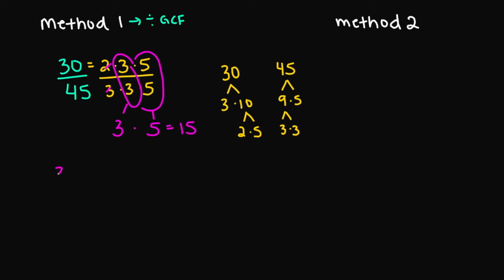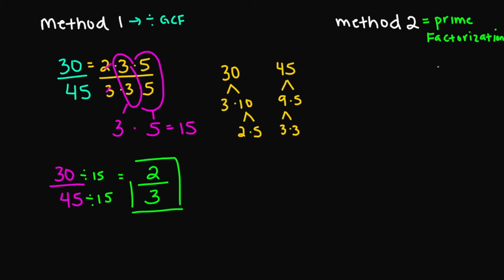So I'm going to divide 30 over 45 by that GCF so I can simplify my answer. I'm going to do top and bottom by 15. So 30 divided by 15 is going to equal 2, and then 45 divided by 15 is going to equal 3. So if I had to simplify my answer, it's going to be 2 over 3.